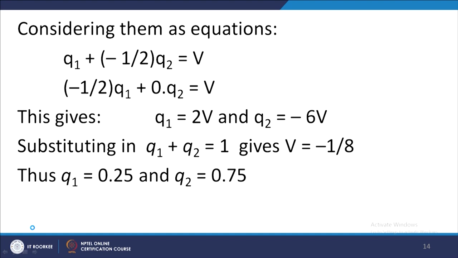And finally, we will substitute both the values of Q1 and Q2 into the third equation, that is Q1 plus Q2 is equal to 1, which will give us V is equal to minus 1 by 8. And again, we will put all these values into our Q1 and Q2, and we should get Q1 is equal to 0.25 and Q2 is equal to 0.75.